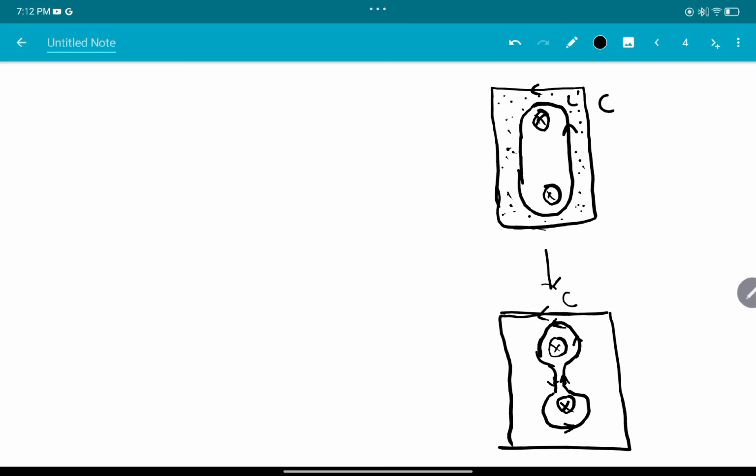Well, is this path allowed? Yes. Why? Just a minute. You will excuse me for a minute.